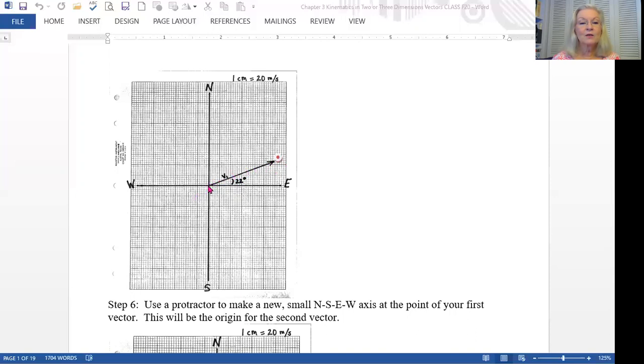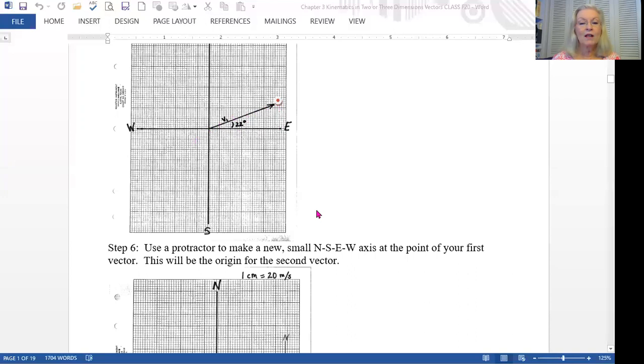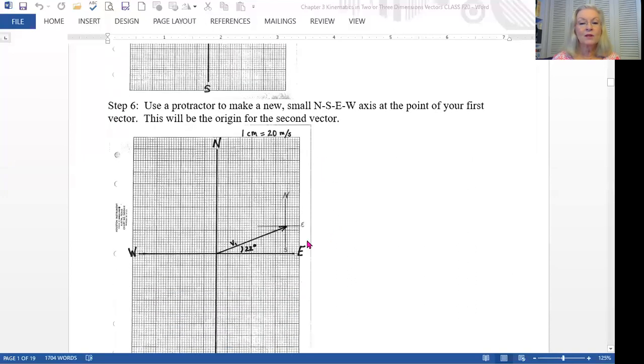But 22 degrees, 8 centimeters long. Now, we want to make a new north, south, east, west coordinate system at the tip of that vector. So I draw a little vertical axis, a little horizontal axis. This is our new origin because vectors are added head to tail. So the first vector is drawn from the origin. The second vector is drawn from the head of that original vector, and you just keep going.